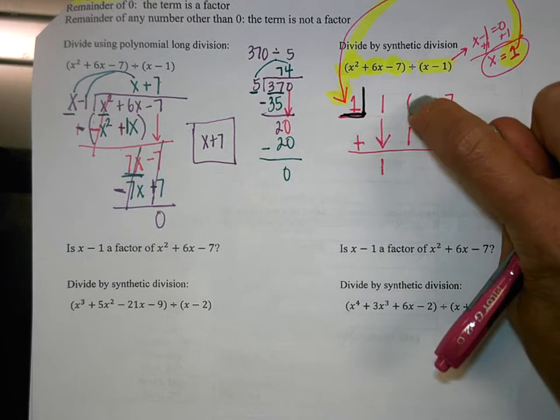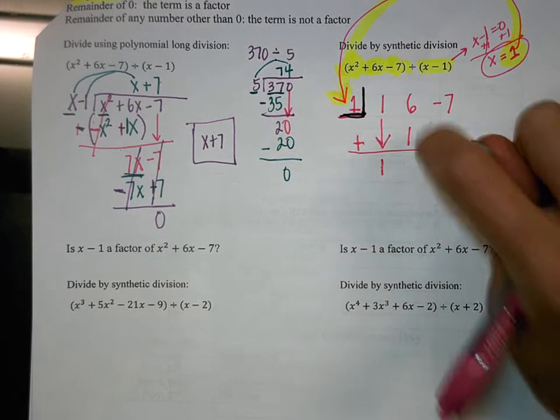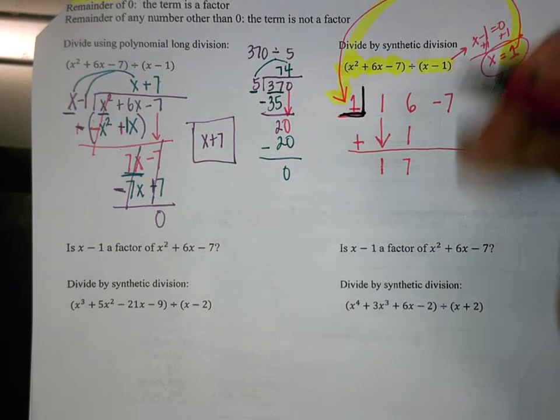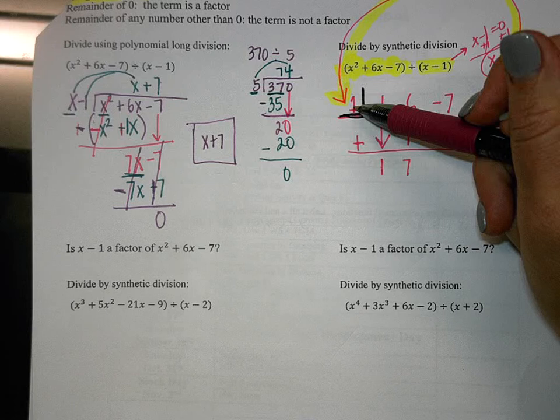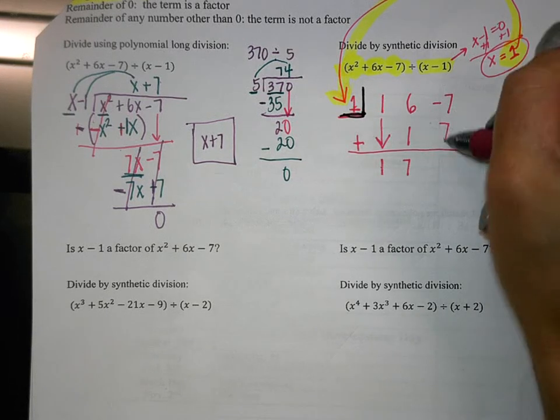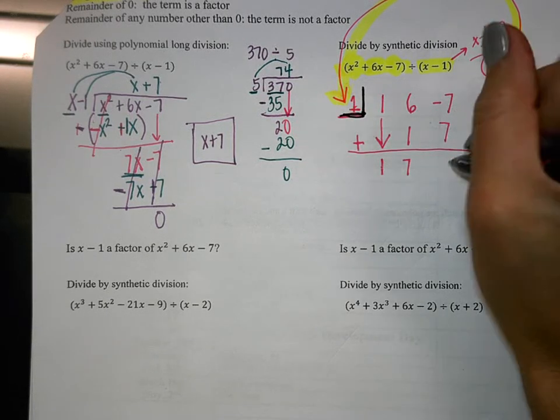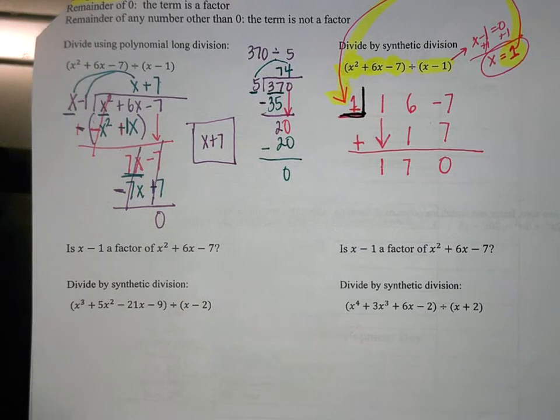Okay, 6 plus 1 makes what? 7. Okay, then we multiply. 7 times 1 is 7. And we add down and we get 0.